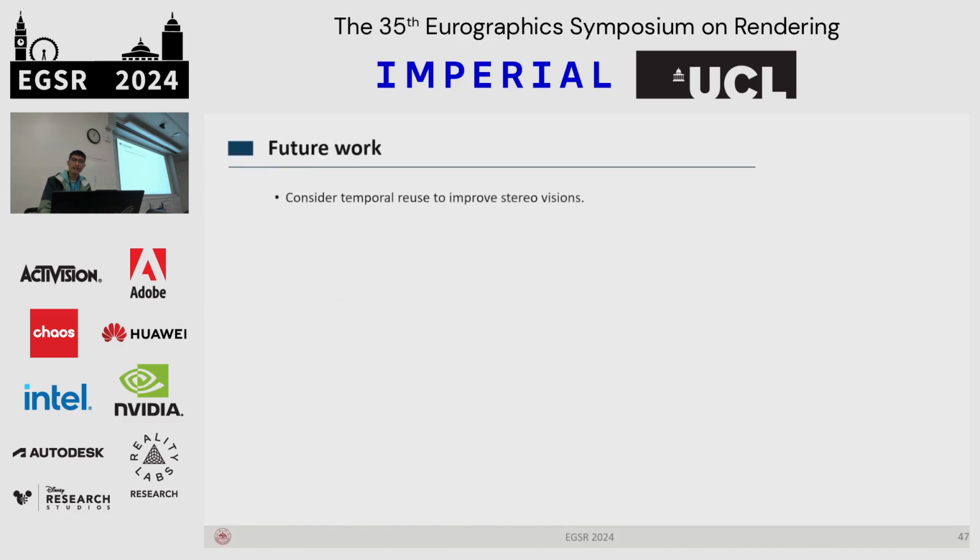In the future, we'd like to consider temporal information to enhance its stereo vision. It would also be interesting to explore the application of our method with forward rendering. Furthermore, other screen space algorithms such as chromatic aberration and SSGI could be extended to stereo rendering.